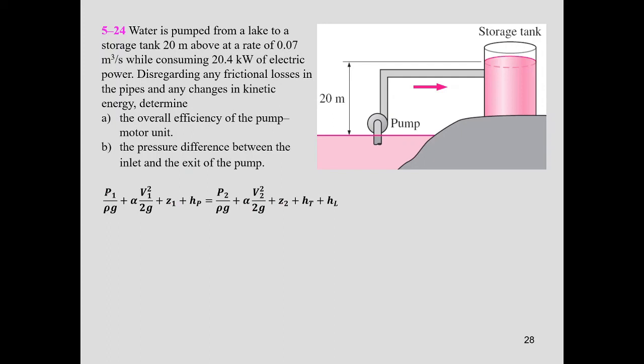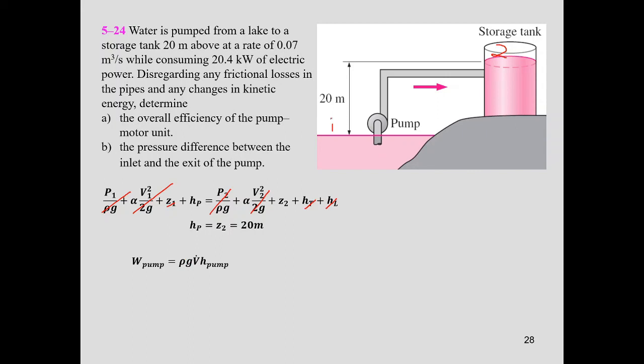Okay, again, the same equation. The storage tank is also open to the atmosphere. This is the second point. This is the first point. The first point is open to the atmosphere. You can cancel P1 and P2. The surface is too large. You can cancel V1 and V2. Z1 is 0 and Z2 is 20 meter. We can consider here there is a pump. There is no turbine. Disregard any friction loss, so you can cancel the HL. So HP equals Z2 equals 20 meter.